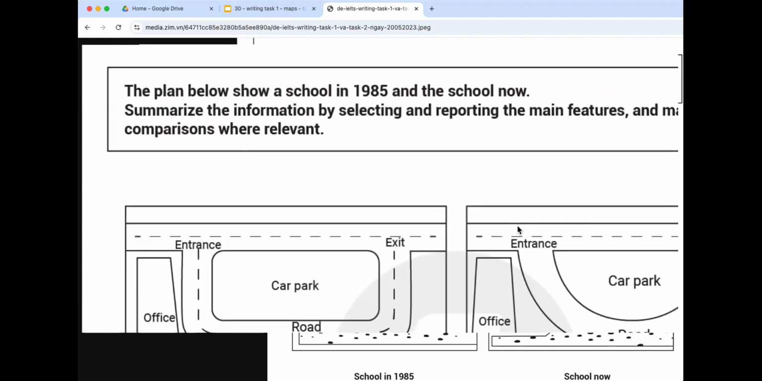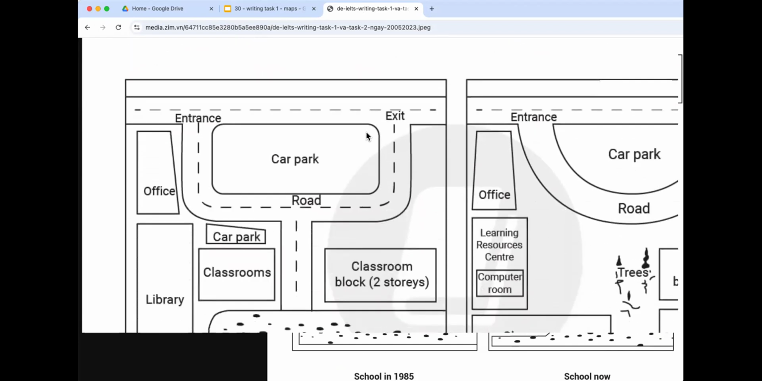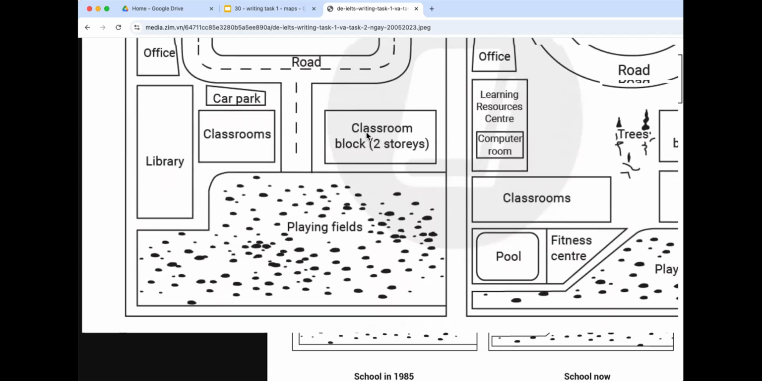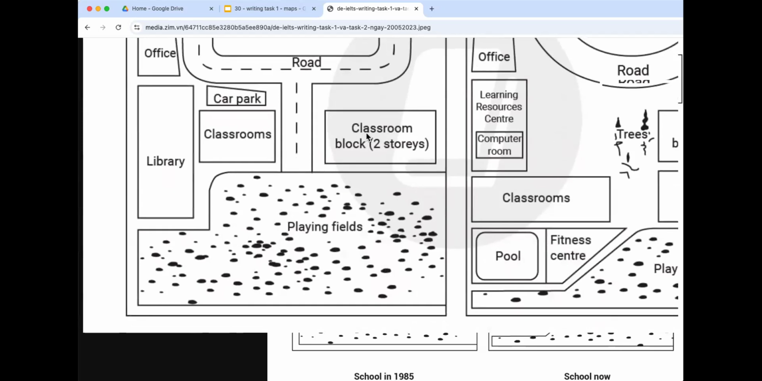Okay, so of course, for number one, you have to paraphrase the question. Yeah, the plan below shows a school in 1985 and the school now. Okay, and also for the overview, let's see. How can we summarize? Of course, we can say the school has undergone a number of major alterations. But what does it mean by alterations? What alterations can we mention here?